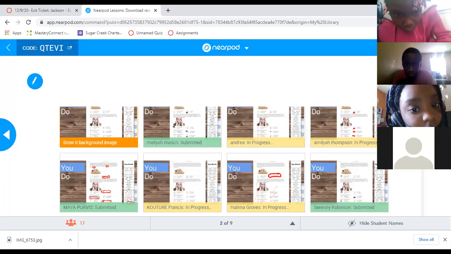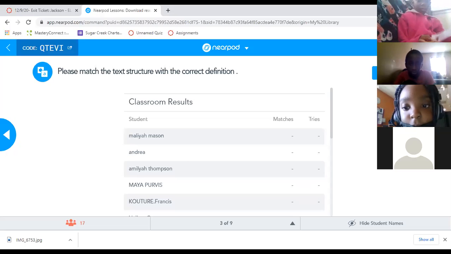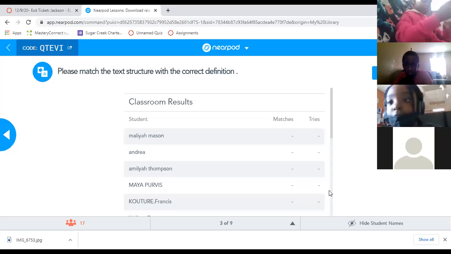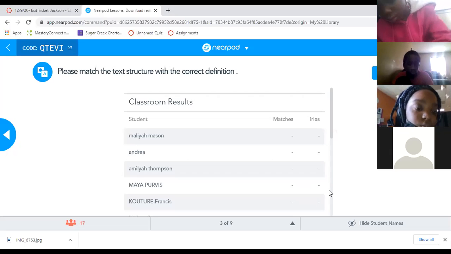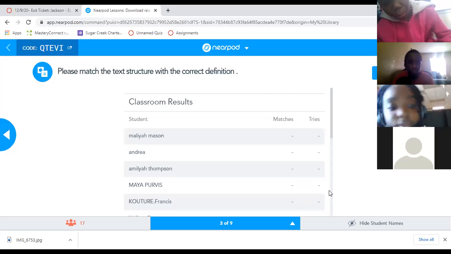So now I'm going to take a pause. You have an activity on Nearpod. This is a matching game. I want you to match the text structure with the definition. This is the 4th day, so we should know the definitions of the different text structures. I want you to complete that now.